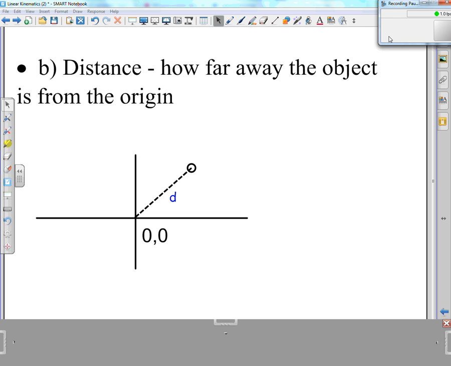The second thing that you need for position is the distance: how far away the object is from the origin. This d value here. How far away are you from the origin? The distance.